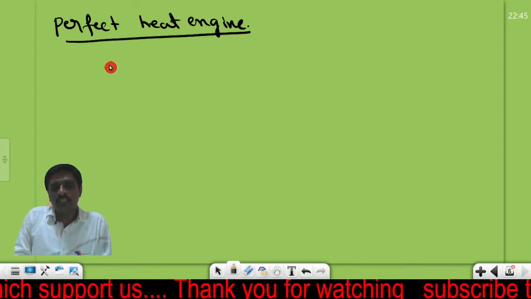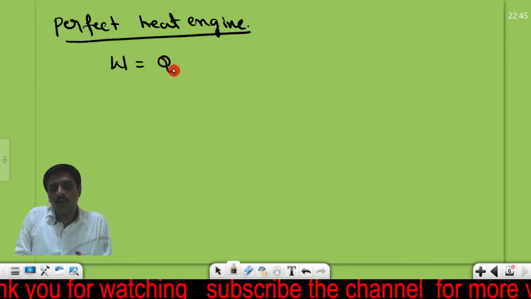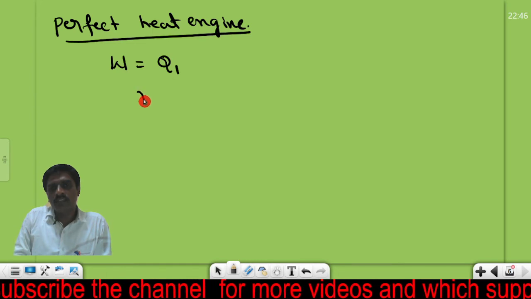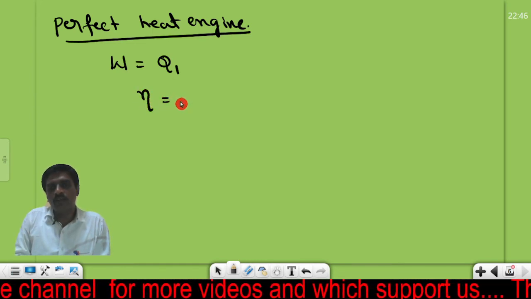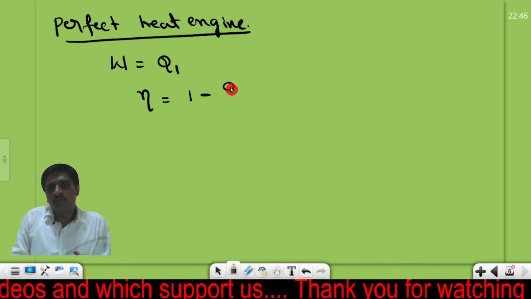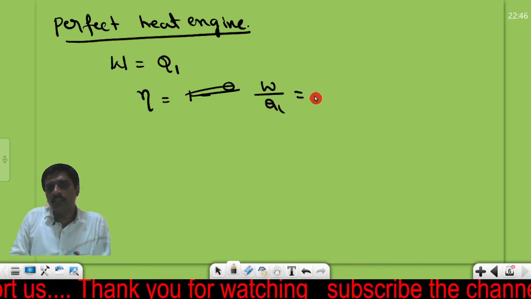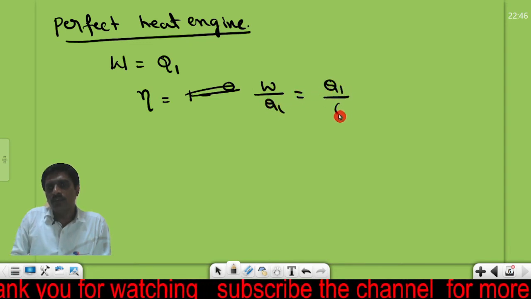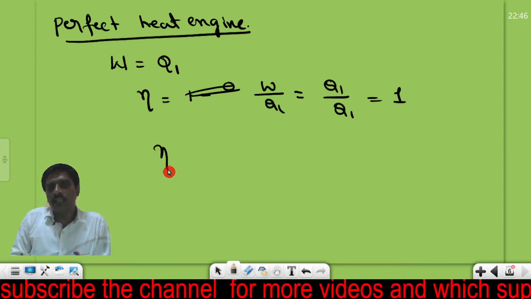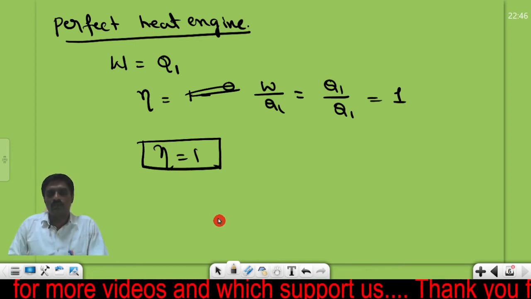So that means the work done by the heat engine is equal to the amount of heat absorbed from the source, that is equal to Q1. Then the thermal efficiency of the heat engine is W by Q1, then W is equal to Q1, so Q1 by Q1 is equal to 1. So the efficiency of the heat engine, eta, is equal to 1.